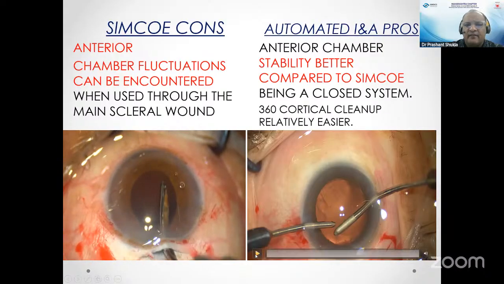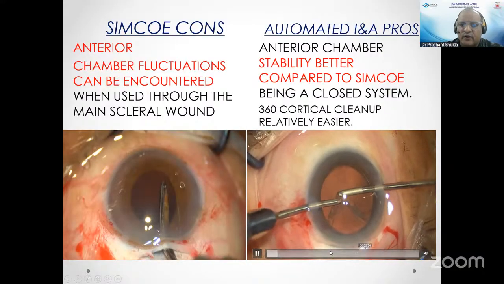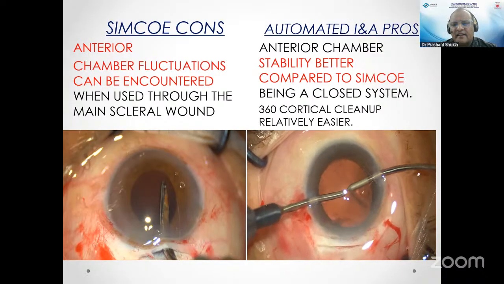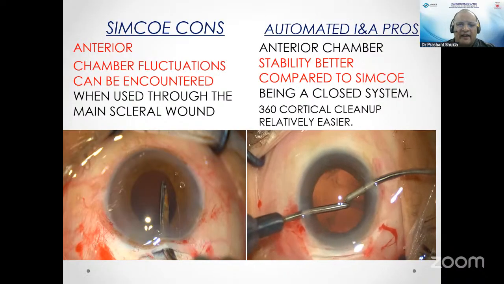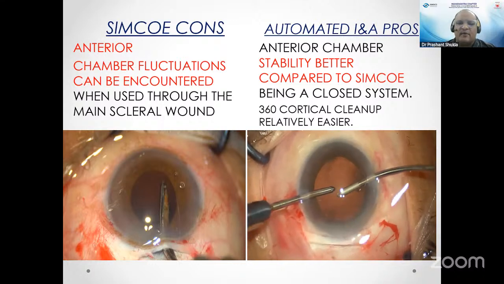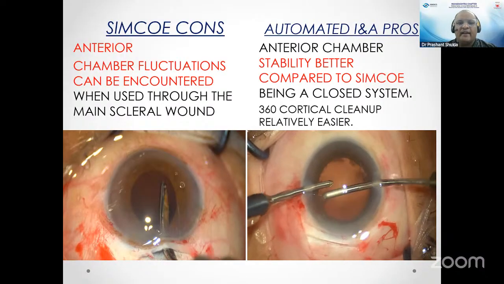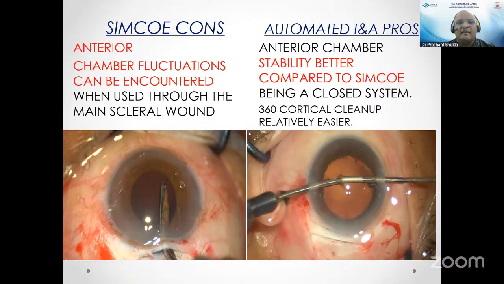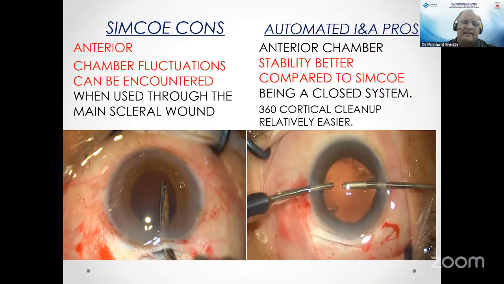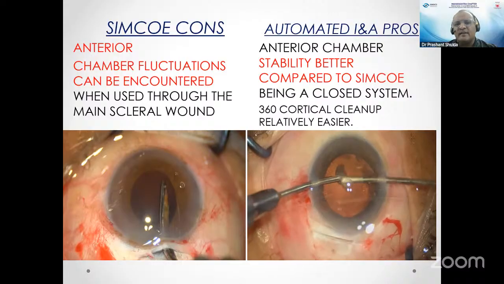On the contrary, when we use a bimanual I/A system, even in small incision cataract surgery, we can see the wound here. Got a very good valvular incision, and the chamber is very tight, rock solid tight, and there is hardly any chamber fluctuation while we use the bimanual I/A. We can use it through a small gauge. It is more of a closed system. We can switch hands and we can do a very good 360-degree cleanup. In this case, it is a relatively better option over Simcoe.